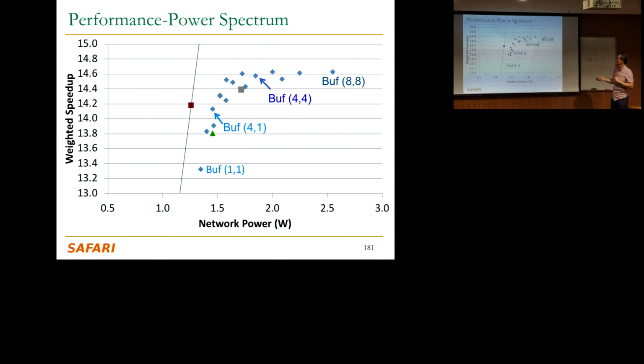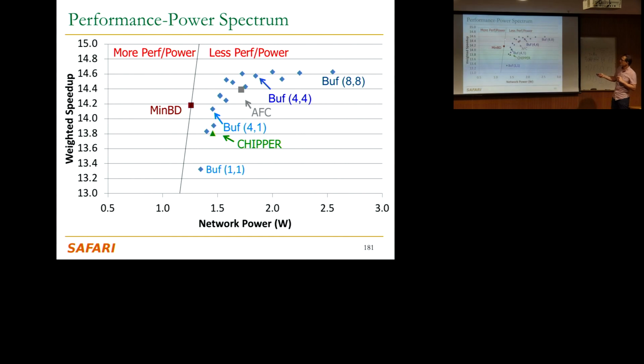So if you look over here, we did also a performance power spectrum exploration. These are different buffered networks in terms of the network power. Clearly, as you increase the buffering, your network power increases. And this is performance. And you would really like to be somewhere over here, right? Well, somewhere over here. You would like to push that way. And I believe this is MinBD, or one of the examples of MinBD, yes.